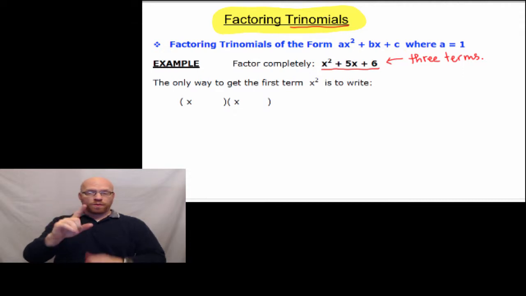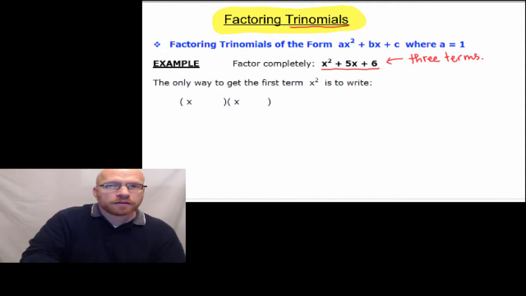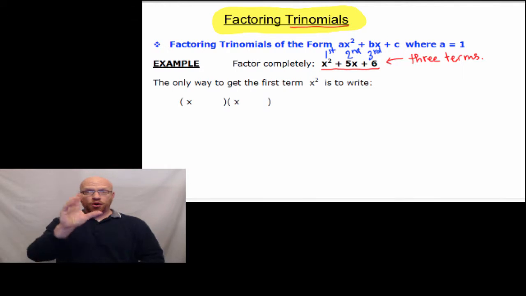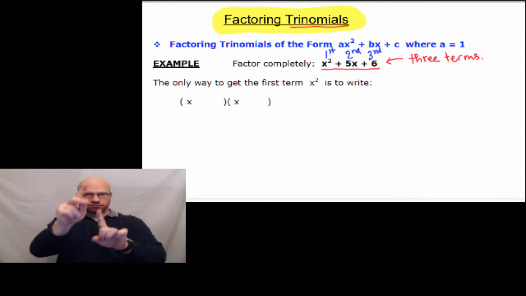Now, as we learn about factoring trinomials, we have a first, second and third term. Our first term, the coefficient is 1, 1x squared. Second and third terms have different coefficients, different numbers depending on our example.